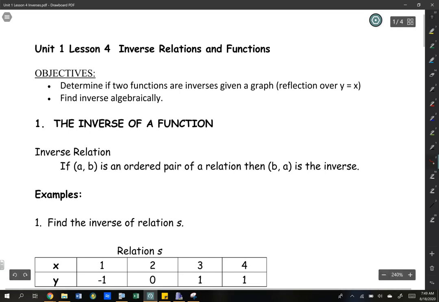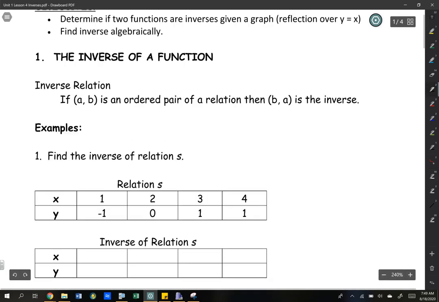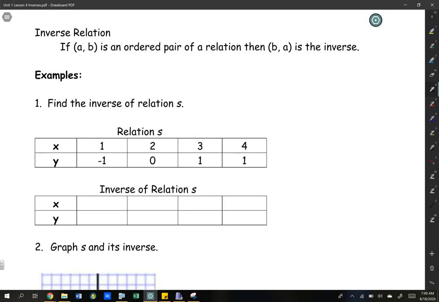If (a, b) is an ordered pair of a relation, then (b, a) is the inverse. So you're switching the coordinates to get to the inverse. It says find the inverse of the relation S. So all we're going to do then is just switch the X and the Y. So we're going to put the Y values with X and the X values with Y.